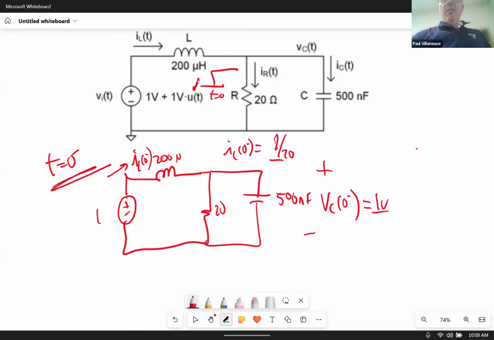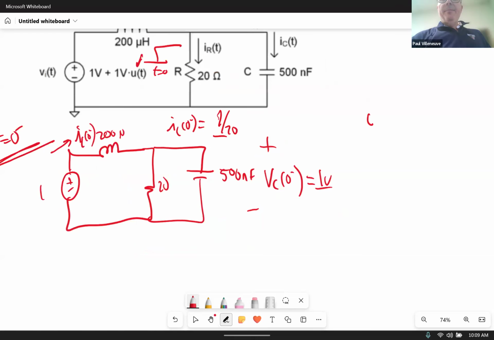Now, oh, cancel that. Redraw the circuit in the Laplace domain with your initial conditions. Go ahead and give it a whirl.